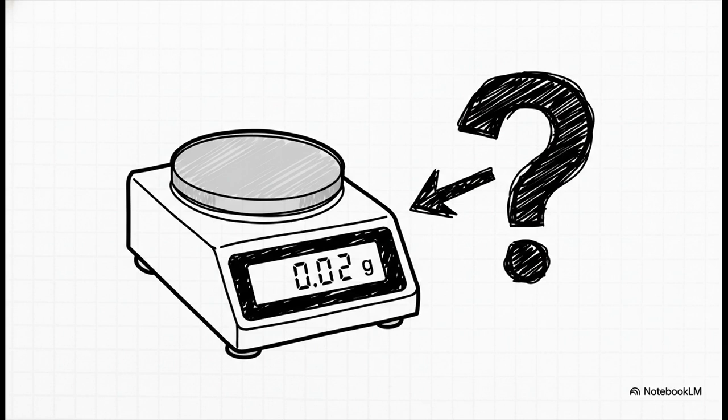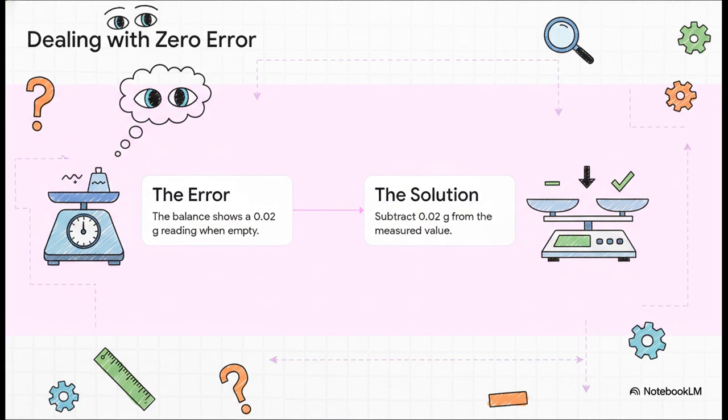So what's the simple 1-mark solution? The balance is showing 0.02 grams when it should be showing 0. The fix? You just subtract 0.02 grams from the measured value. Now, this is a classic examiner's trap. You can't just say, press the 0 button or recalibrate it, because the question implies you've already got the faulty reading. The only way to get the mark is to explain how to correct the data you already have. It's all about working with the numbers in front of you.